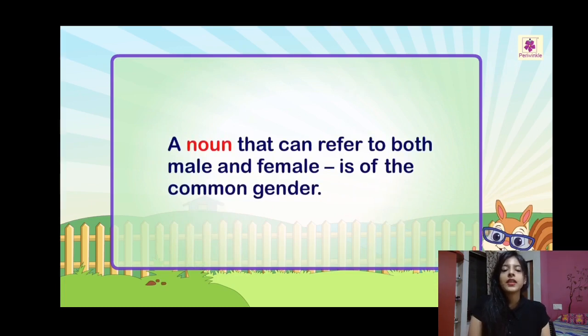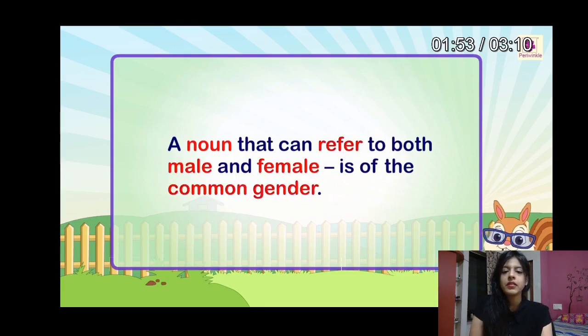So now we will talk about common gender. So what are common genders? If there is a noun which is a general name of a person, like dancers, they are good dancers. So we do not know if the noun dancer is used for a female or a male. So these types of words are called common gender. A noun that can refer to both male and female is of the common gender.